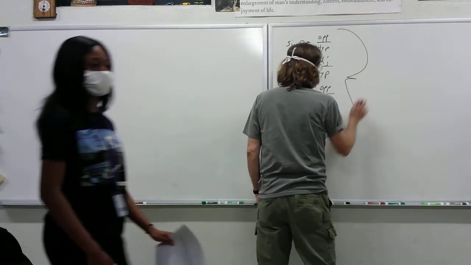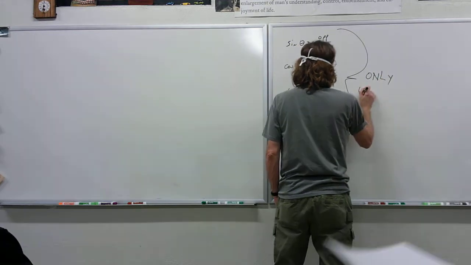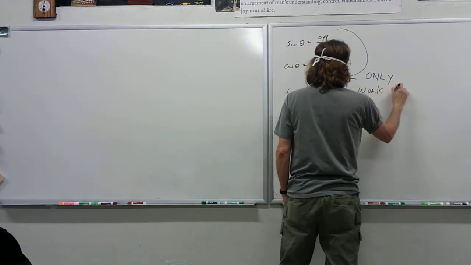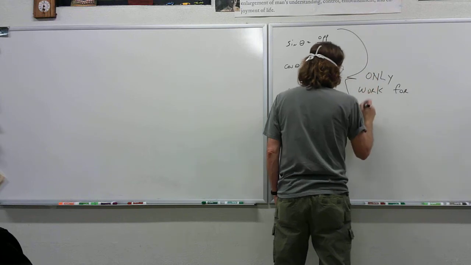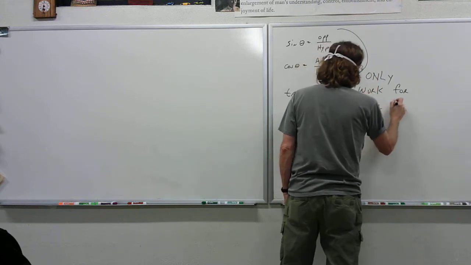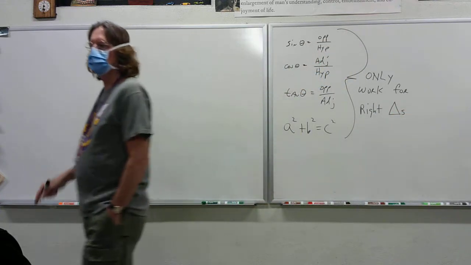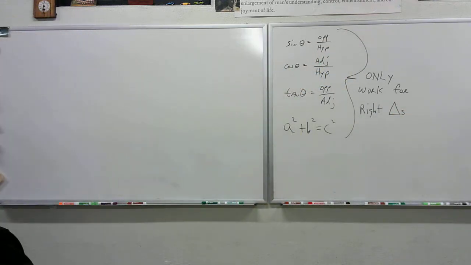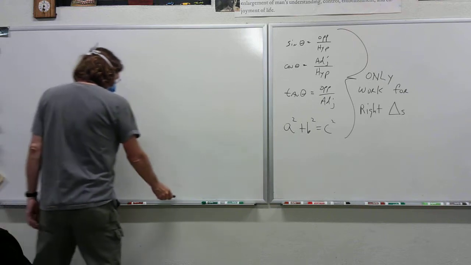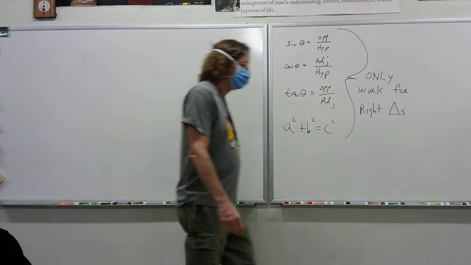These only work for right triangles. That's where you run into problems. So let's look at what happens if you don't have a right triangle. That's what I'm teaching today: what do you do if you don't have a right triangle?